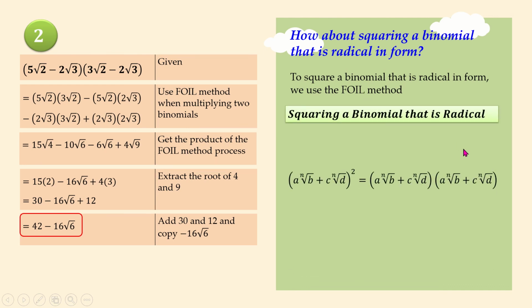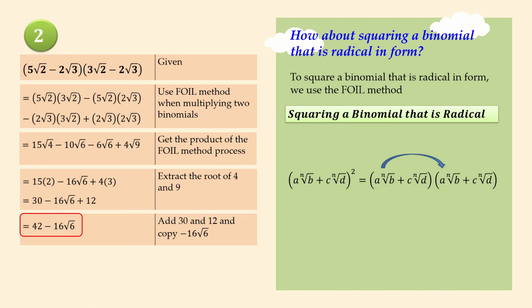Squaring a binomial that is a radical, the square of the binomial a nth root of b plus c nth root of d is just equal to the binomial times itself. Note that a, b, c, d all have the same index n. With this one, binomial times binomial, we use again the FOIL method: first term, outer, inner, then the last term.